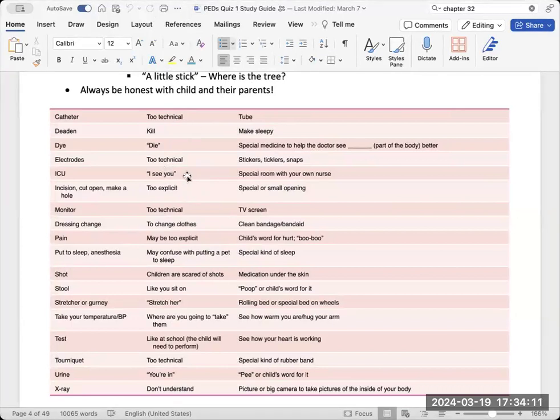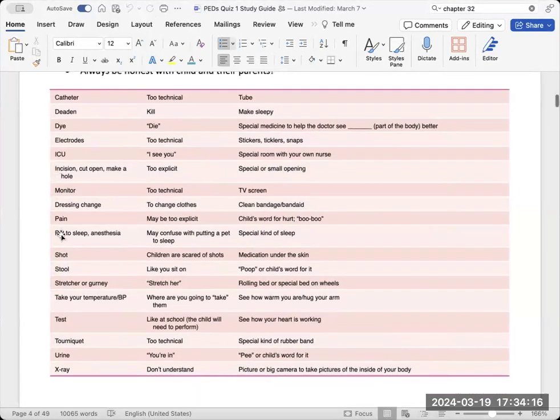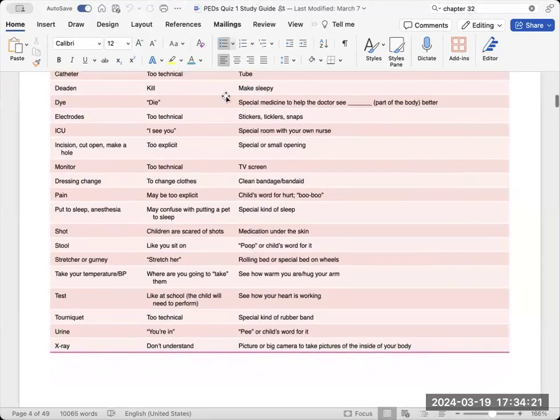ICU, they're gonna be like, "I see you." So just say a special room with your own nurse. So like I said, go through this chart, know what type of words to say. Another example, pain, they might not understand what that means. So you could say boo-boo or whatever the word that the child says for the word hurt. Dressing change, they're not gonna understand what that means. So you're gonna say, "I'm gonna clean your Band-Aid," or "I'm gonna give you a new Band-Aid." Things like that. If you say "put to sleep," they might get confused and think of an animal. Just say you're gonna have a special kind of sleep, okay?